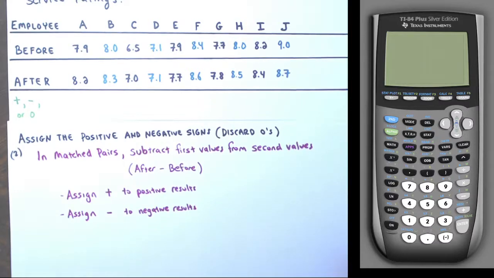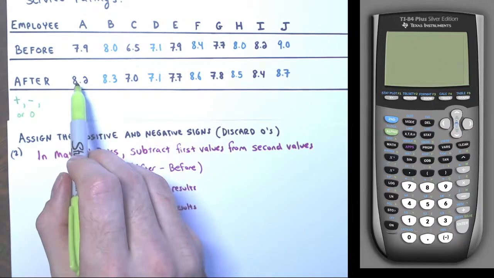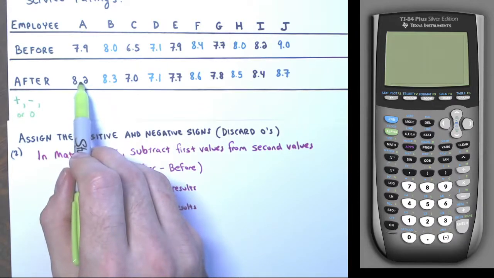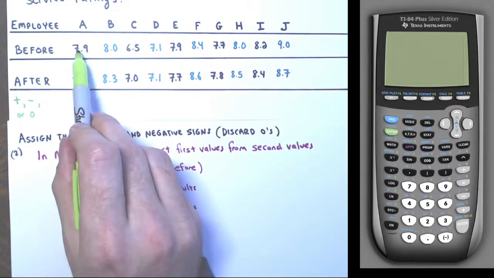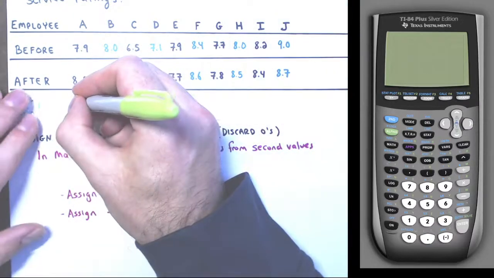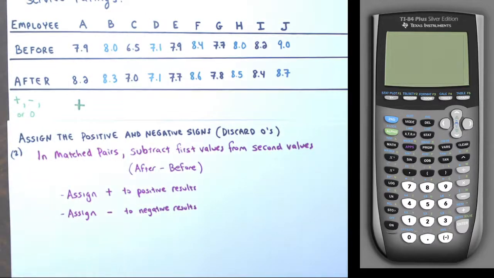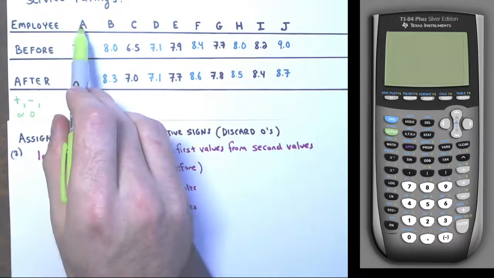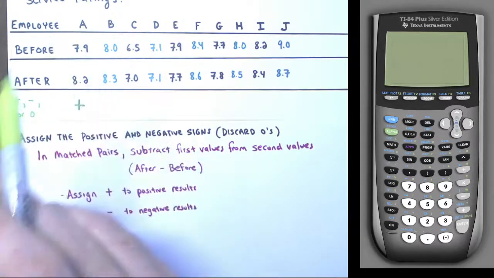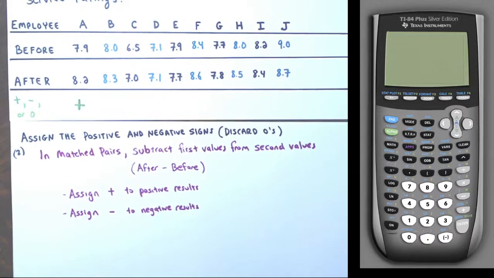Now, I don't really have to subtract. You can if you want. 8.2, the after for employee A, minus 7.9 would be positive 0.3. So their difference is positive, so I put a little plus sign under employee A. This particular employee did have that improvement after the training, like management claimed. That's what management kind of wants. You would think they would want an improvement after employee training.